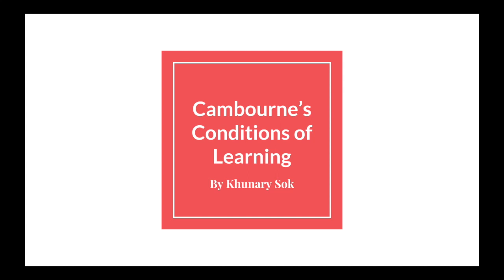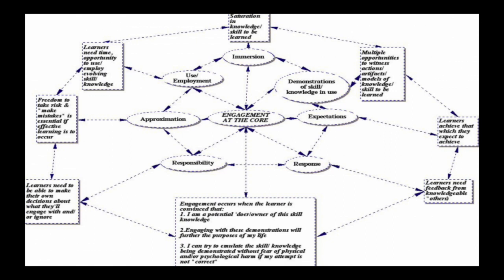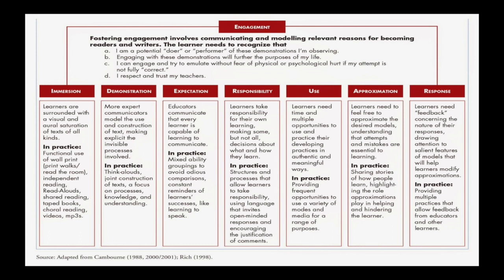This is my presentation on Cambourne's conditions of learning. The conditions of learning do occur in some of the steps, so that's why I chose this web-looking diagram here. But let me speak from this one because it emphasizes that the engagement step is probably the most crucial part, which is the third step. So there are eight conditions altogether.